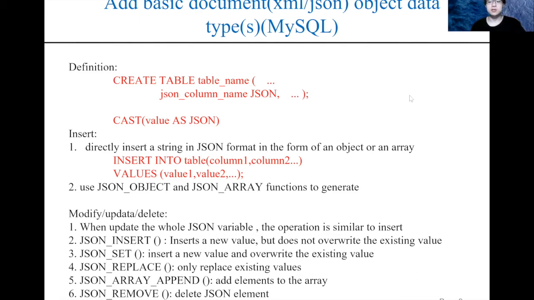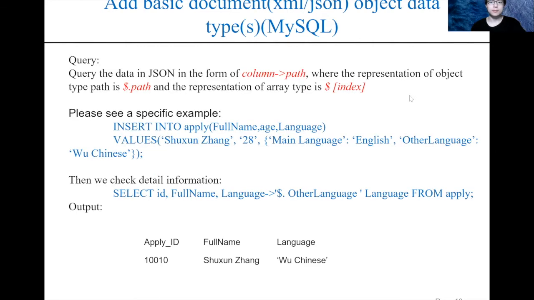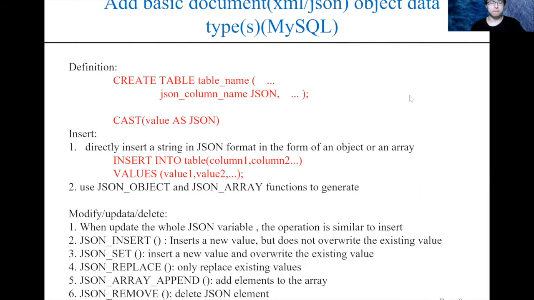The JSON definition in MySQL is very easy. Just add JSON directly after the column name. It is no different from other types of data. Or you could use cast functions to cast the values of other types to JSON type. The syntax is in red here.